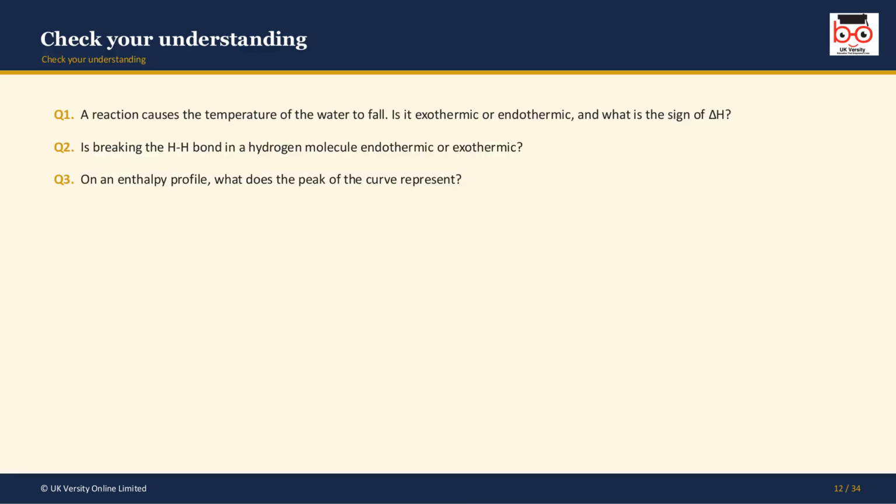Let's pause and test yourself. If a reaction makes the water go cold, is it exothermic or endothermic? And what's the sign of delta H? Is breaking the bond in a hydrogen molecule endothermic or exothermic? And on an enthalpy profile, what does the peak of the curve actually represent? Have a think before we carry on.